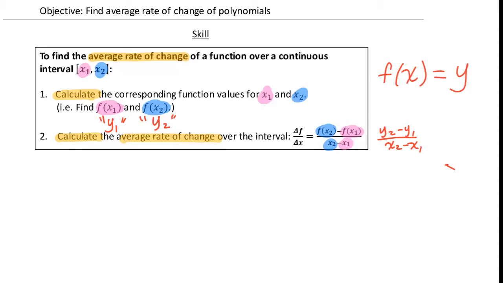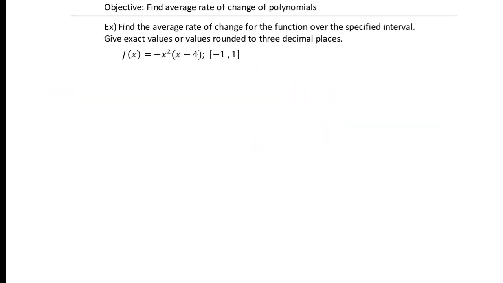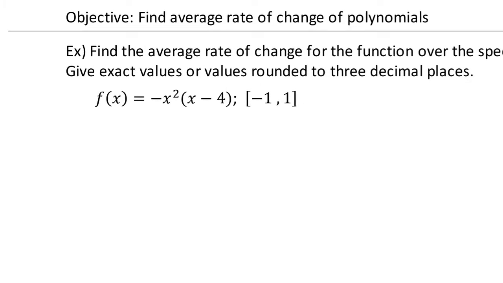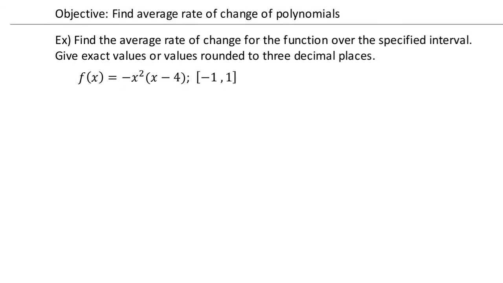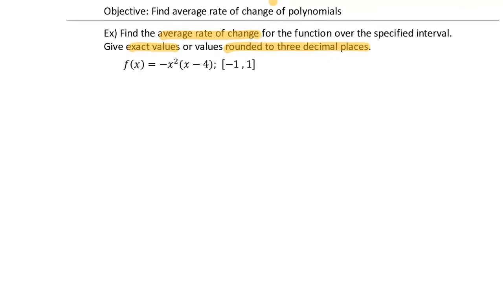So let's look at our first example. I believe that's all written on your paper, so you don't have to copy it down. The directions say to find the average rate of change for the function over the specified interval, and you're supposed to give exact values or round it to 3 decimal places if needed. We will have decimals today, and this example is going to be exact values. So let's go over this one together since you haven't really learned how to do it yet.